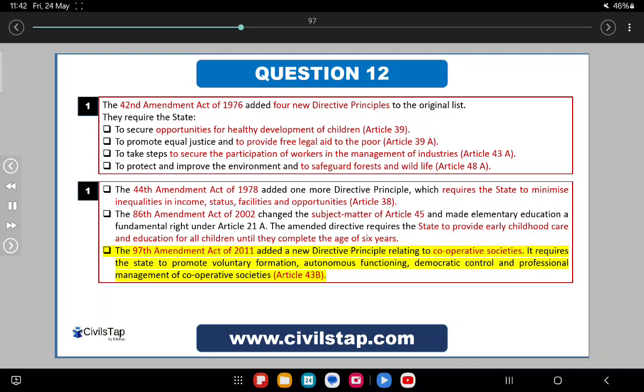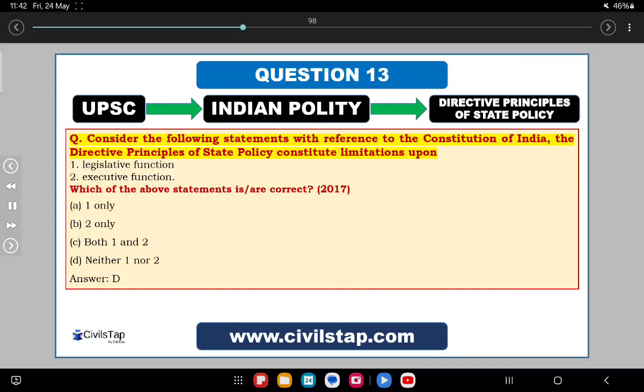Article 43B. 1. Q. Consider the following statements with reference to the Constitution of India. The directive principles of state policy constitute limitations upon 1. Legislative function. 2. Executive function. Which of the above statements are correct? 2017. A. 1 only. B. 2 only. C. Both 1 and 2. D. Neither 1 nor 2. Answer, D. Question 13. UPSC Indian Polity, Directive Principles of State Policy.